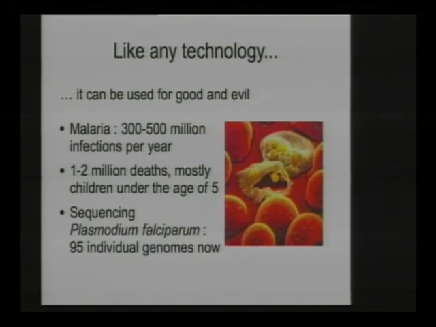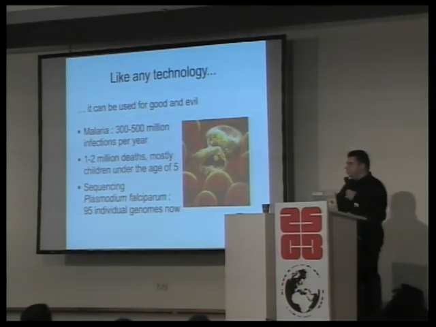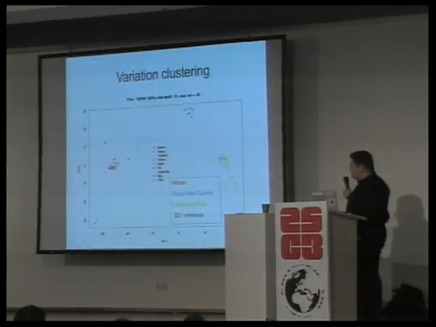And so what we do is we use this new technology to sequence individual parasites that were taken from people. So basically blood from the arm is enough to sequence the parasite that resides in the red blood cells. We've taken samples basically from everywhere. The ones from the UK you see here were taken from an airport, and no one knows where the people came from. So we just put them there. We have 95 samples now, as I said.